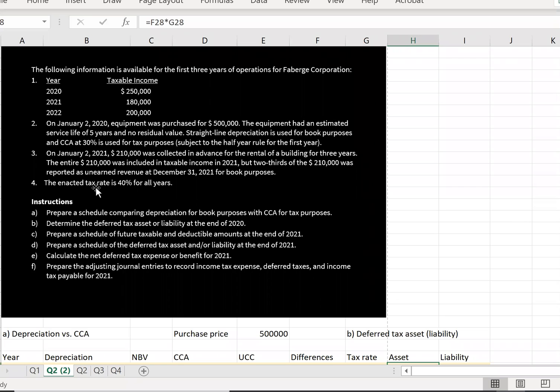Okay, so for the rent, actually, let's just go back there. So is that a deferred tax asset or a deferred tax liability? Well, for accounting purposes, we haven't recognized the entire 210, but for tax purposes, we have. So in the future, when we record revenue in our accounting income, we're going to need to subtract it from our taxable income because we've already paid tax on it. Therefore, we're not going to tax it again. So this is going to be a future tax asset. Okay, so let's run that through.